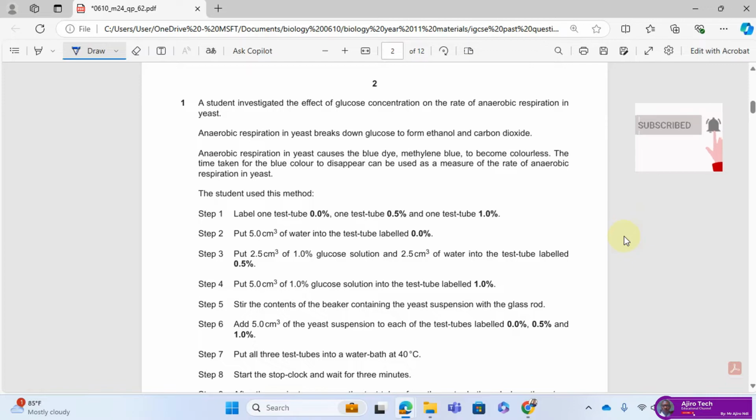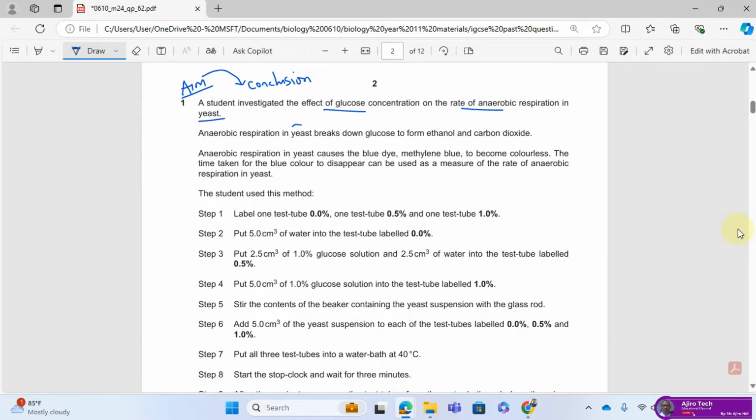As you go through the step-by-step approach in solving this paper to get maximum mark, the paper usually starts with an aim, or the question starts with an aim, and the aim of the question is always tied to the conclusion that will be drawn from it. Here it says the investigation is looking at the effect of glucose concentration on the rate of anaerobic respiration in yeast.